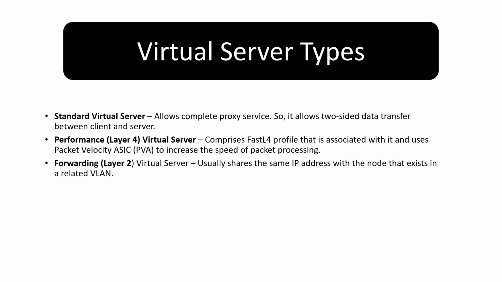Then we have the forwarding layer 2 virtual server. This is also called the steering virtual server. It usually shares the same IP address with the node that exists in a related VLAN.